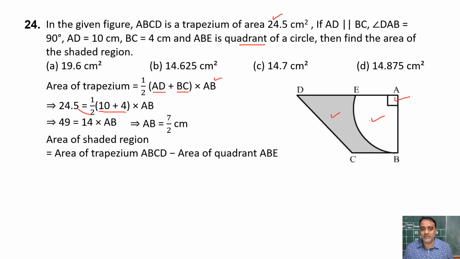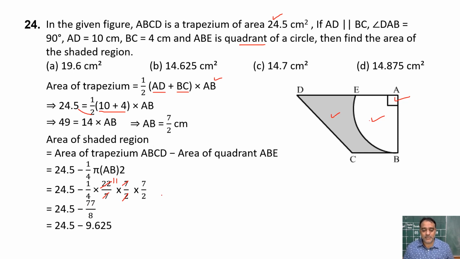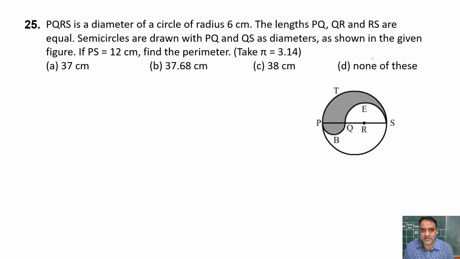Area of trapezium is already given 24.5. Area of quadrant is 1 upon 4 pi r square. R is AB. So we'll substitute the value of pi and AB. So 7 cancels, and this also cancels. 22 also we cancelled by 2. 77 by 8 is coming, that is nothing but 9.625. Okay, subtracting 9.625, 14.875 will come. This is the final answer. So which option is the correct one? Option D, right.